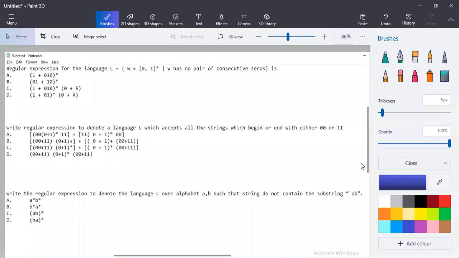Hello dear. In this video, we are going to discuss some MCQ questions, multiple choice questions related to theory of computation. And I have taken the questions from unit 1. All these questions are some previous year NET question or a GATE exam question. Okay, so everything is relevant to regular expression.